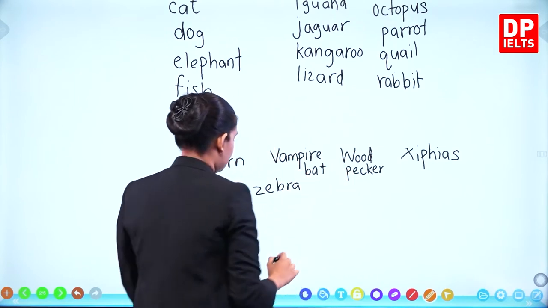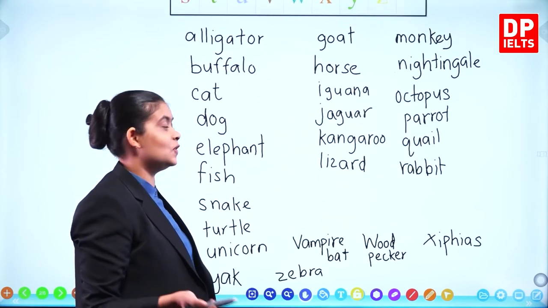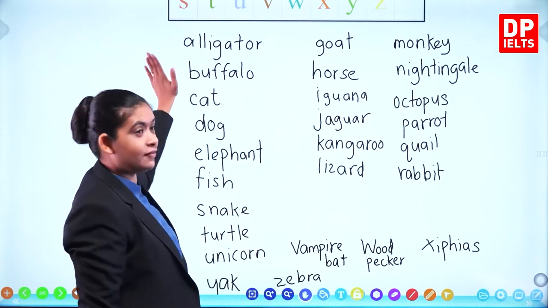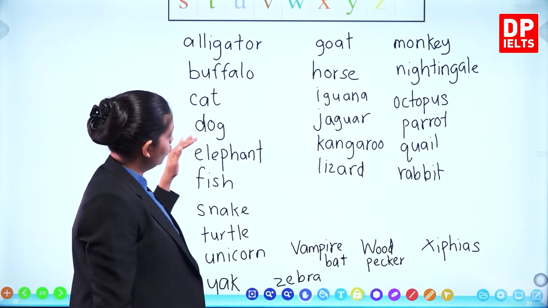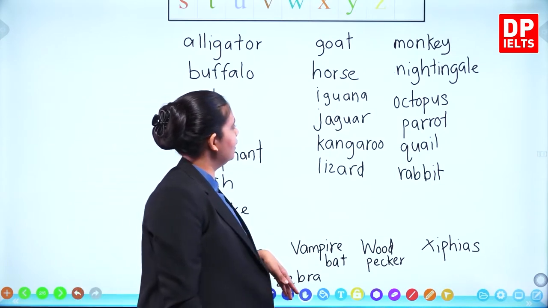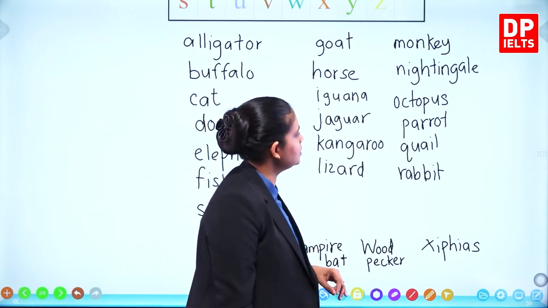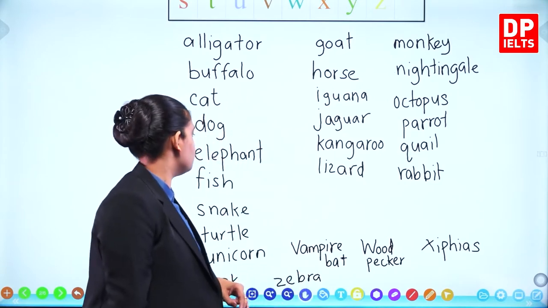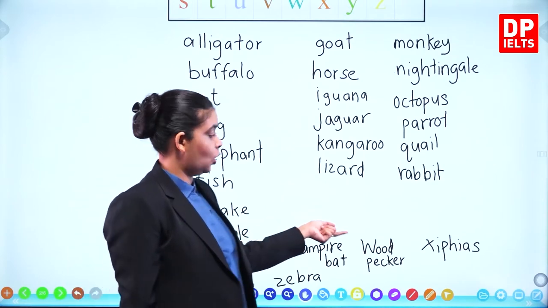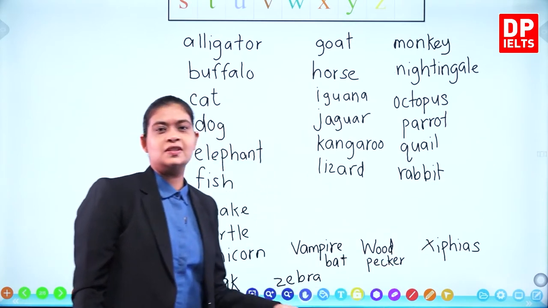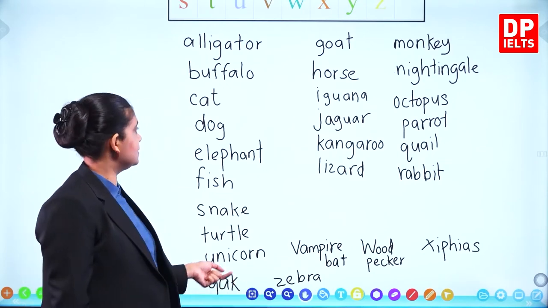Okay? So these are the words that I have written. If you have written anything similar, give yourself a tick. So we have alligator, buffalo, cat, dog, elephant, fish, goat, horse, iguana, jaguar, kangaroo, lizard, monkey, nightingale, octopus, parrot, quail, rabbit, snake, turtle, unicorn, vampire bat, woodpecker, ziphius, which is a type of fish. It's known as a swordfish, yak and zebra.